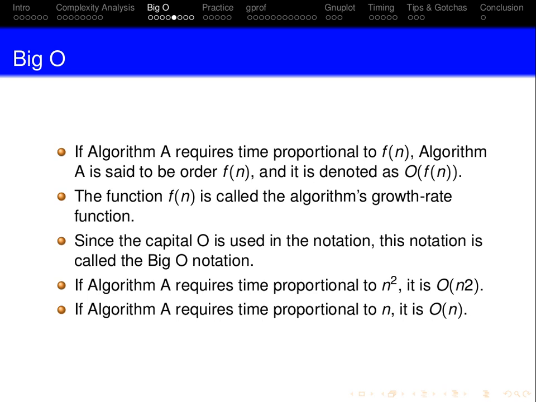So if A requires time proportional to n squared, it's called O of n squared. If it's proportional to n, it's O of n. How do we actually do this mathematically?